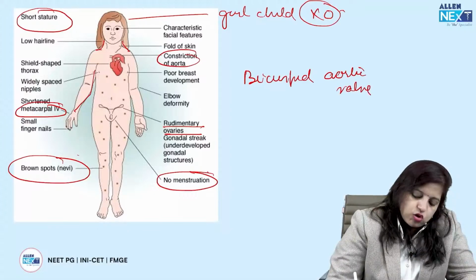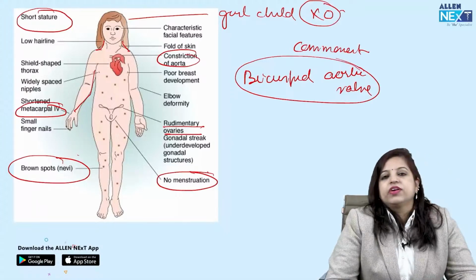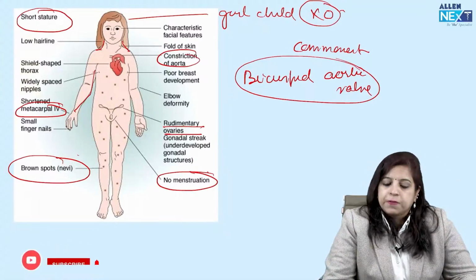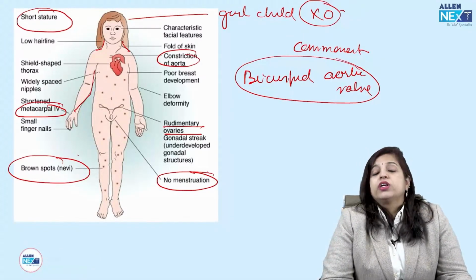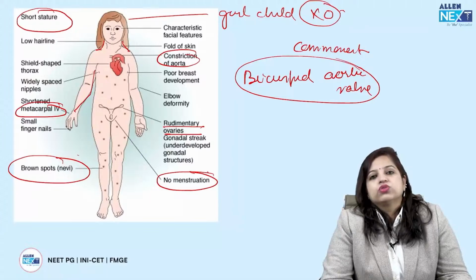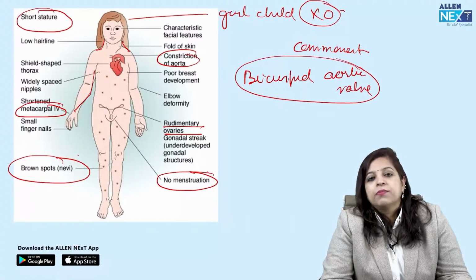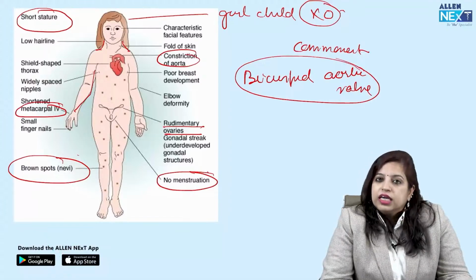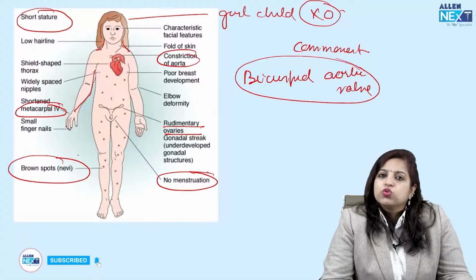The commonest heart defect is bicuspid aortic valve. The second commonest heart defect is, of course, the coarctation of aorta. So that brings us to the end of this session. I've tried to include as many questions and probable questions which can be asked in your exam. Study well, keep on MCQing, keep on revising again and again, and this is surely going to help you.